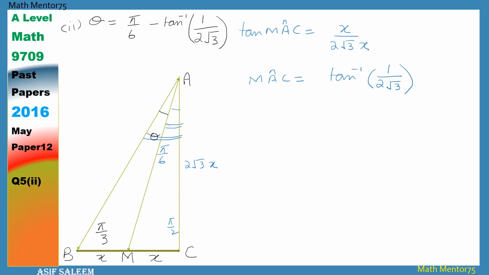Now we have to find theta angle. So theta angle is BAC, which is pi over 6, minus MAC, which we have just calculated. Now angle BAC is pi over 6 and MAC is tan inverse 1 over 2 square root 3. So we have proved that.